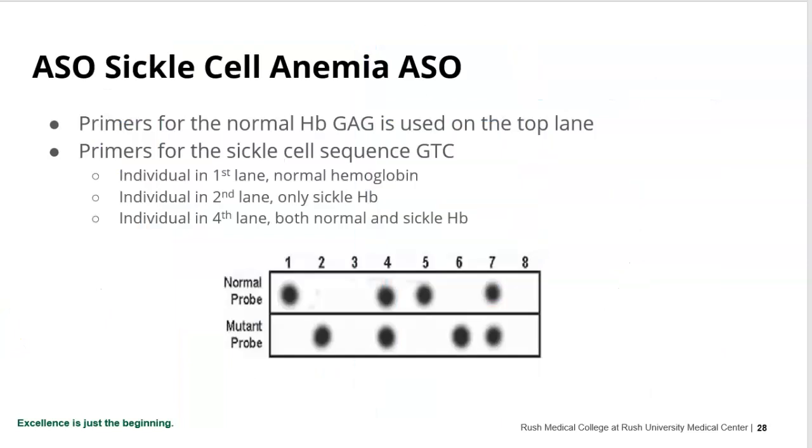So actually, this is what we do for newborn screening. We have the primers for the normal and the primers for the sickle cell. And here's an individual, here's a normal, all we have is normal, so this would be an individual that has normal hemoglobin. The individual in lane 2, all they have is sickle. The individual in lane 4 has both sickle and normal, so this is a sickle carrier. Again, normal, sickle, sickle carrier. So we can tell both normal and sickle carrier.